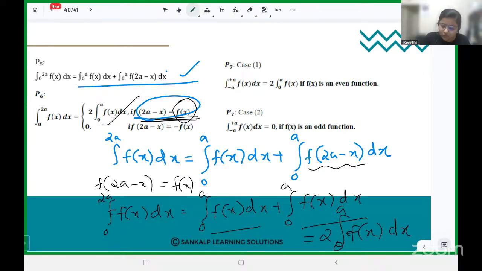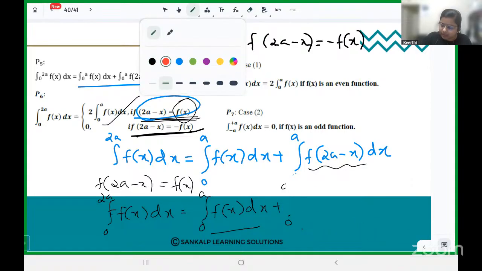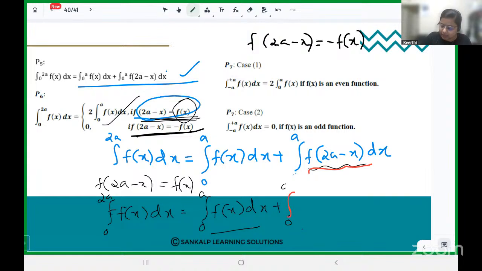Now what happens if I choose f of 2a minus x, that is the second part. F of 2a minus x is equal to minus f of x. If it is minus f of x, now what happens here? The second part will become, instead of f of 2a minus x, integral 0 to a of minus f of x, right? F of 2a minus x is minus f of x. It will become minus f of x dx. If I take this minus outside, this will become minus, right? Which means integral 0 to a f of x dx minus integral 0 to a f of x dx. What is the value? It is nothing but 0.